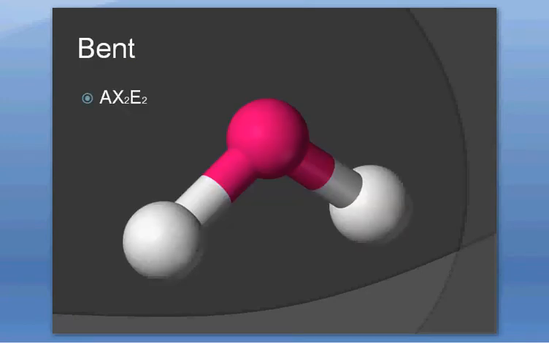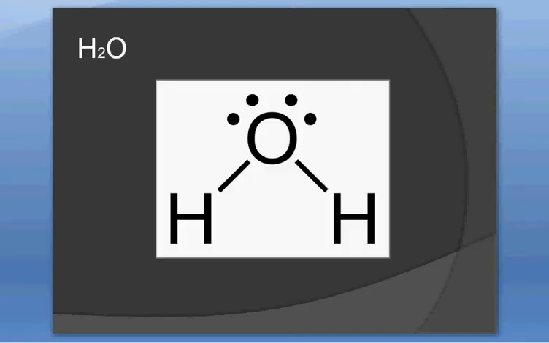The last shape in this group is bent, AX2E2. This is different from the other bent because the other bent had one lone pair of electrons, while this bent has two. So the angles for this will be smaller than the angles for the other bent, since there are more things attached to the central atom. Looking at a molecule of water, we can see two bonding pairs and two lone pairs. Looking at the Lewis structure, you can see that the angles between the things attached is smaller since there are more things attached to the oxygen.